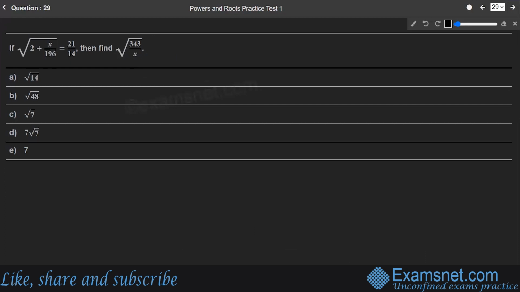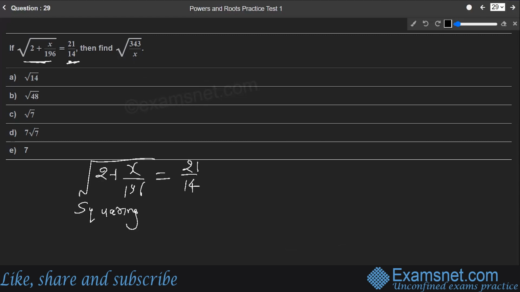Now question number 29. What they say: if under root of (2 plus x over 196) is equal to 21 by 14, then find out the value for 343 by x. So let us write it down. Under root of (2 plus x over 196) is equal to 21 by 14. So the first thing we do is squaring both sides. Let's square on both sides.